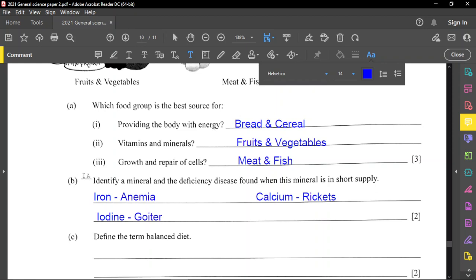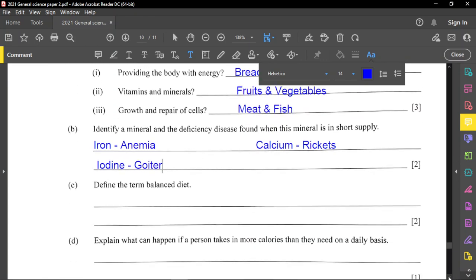All right? Anemia is when you fail to produce enough hemoglobin in the red blood cells, or you do not produce enough red blood cells. And so, therefore, you become weak and pale. Rickets now is when the bones become soft and brittle, right? And goiter, you see that ball-like structure underneath your neck. All right, that means that your thyroid gland is swollen.